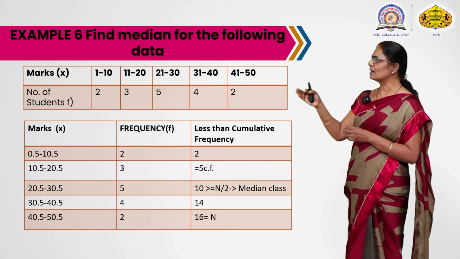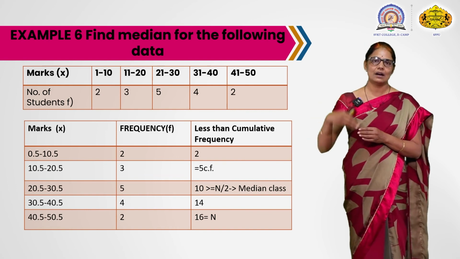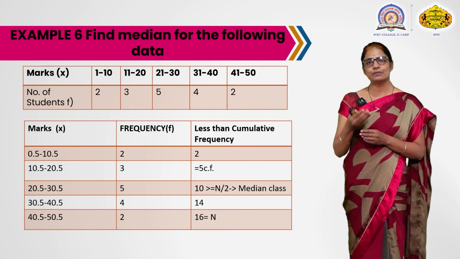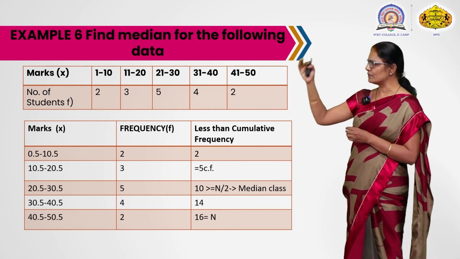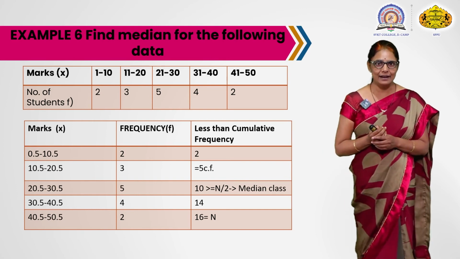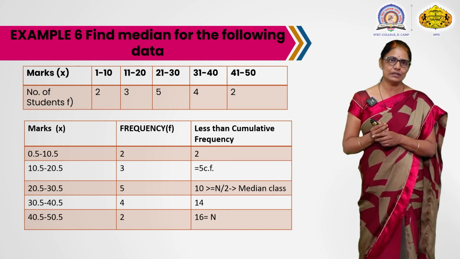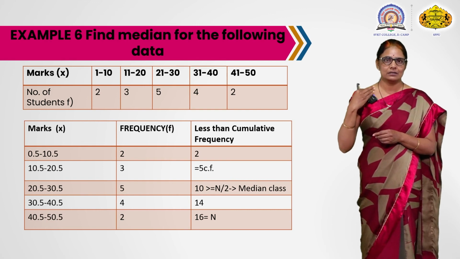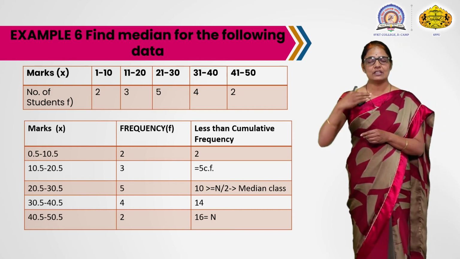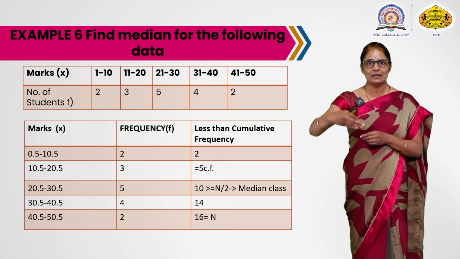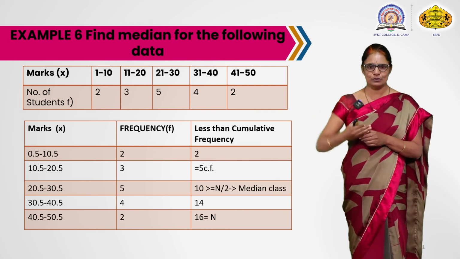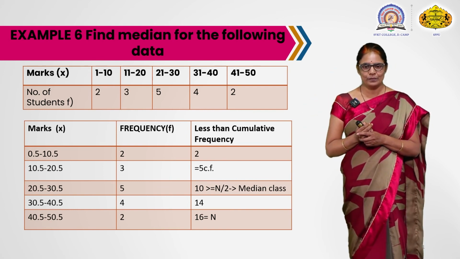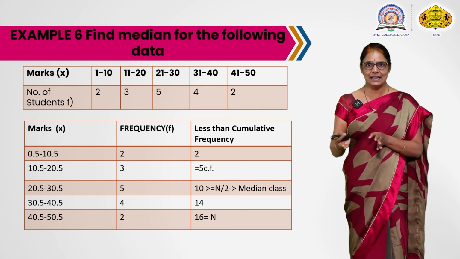To find the median class, the next procedure is similar to our previous problem. First we calculate n by 2. Here the total number of observations is 16, and 16 by 2 is 8. Then find the cumulative frequency which first exceeds n by 2 or is equal to n by 2. So if I observe the first row, the first cumulative frequency is 2, which is less than 8. The next frequency is 5, which is again less than 8.